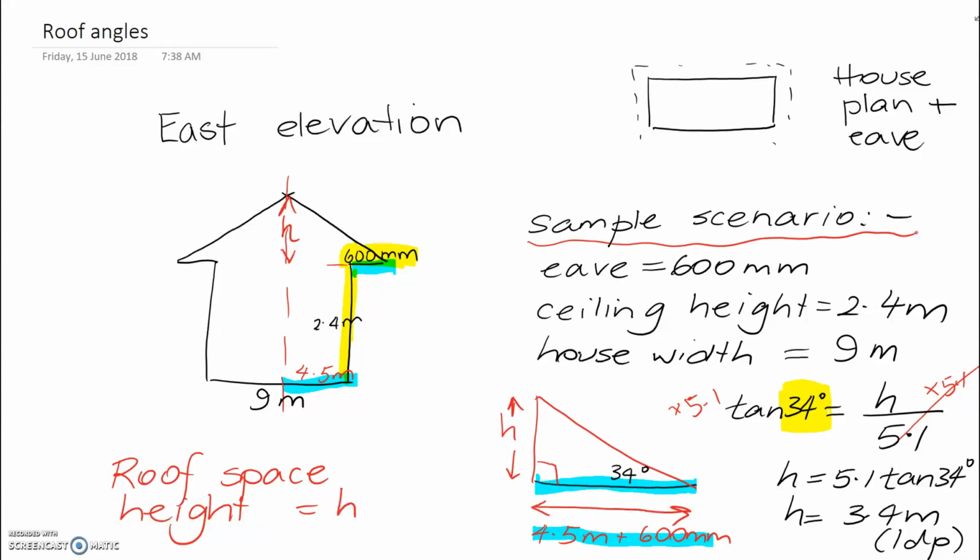So when you're drawing your eastern elevation, or your northern for that matter, you'll know now, you've figured this bit out here, that 3.4 is that bit there, so you'll know how to draw that on your scale diagram.